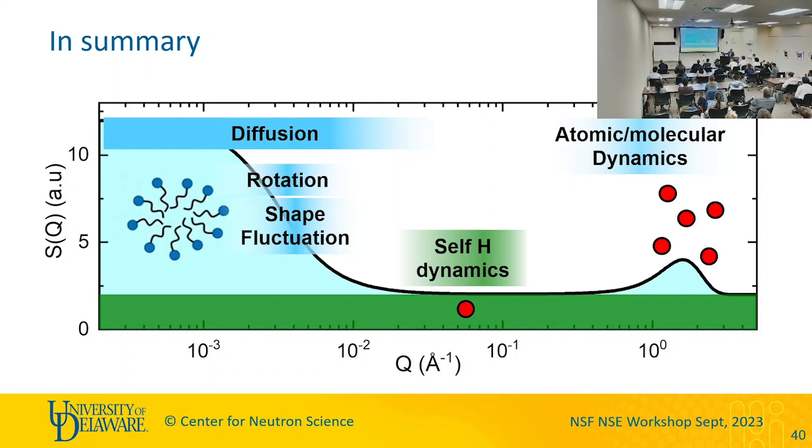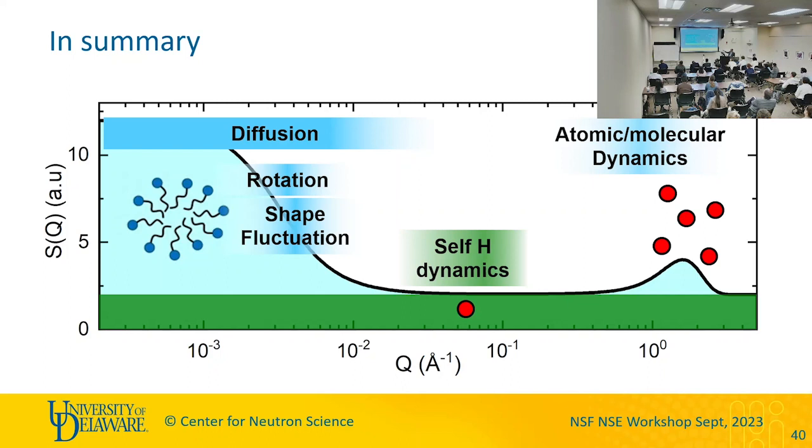At very large distances, the only thing you can see is the large-scale diffusion of the objects. Now, when your Q increases and you get a length scale that matches the size of your macromolecules, then you can start seeing rotations or shape fluctuations. Then, where the incoherent scattering is dominant, and that depends on Q, you will see the self-dynamics.